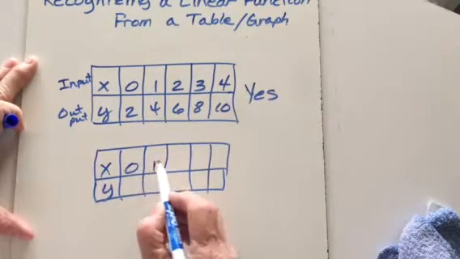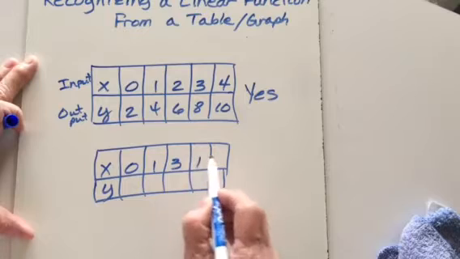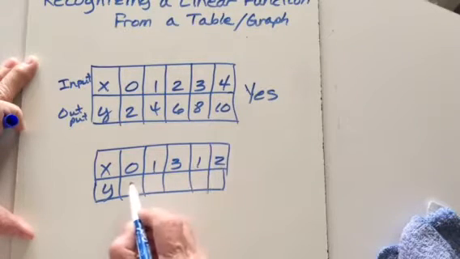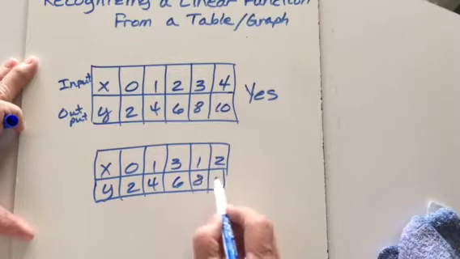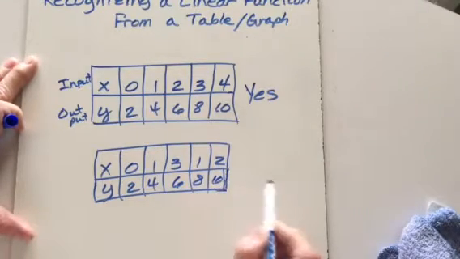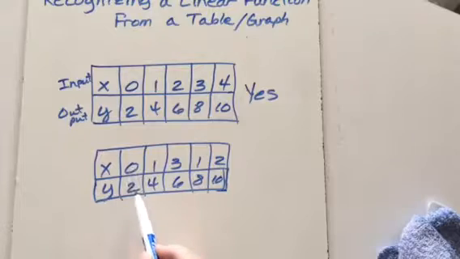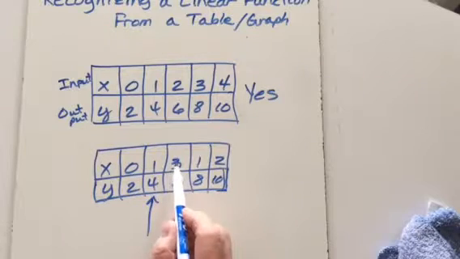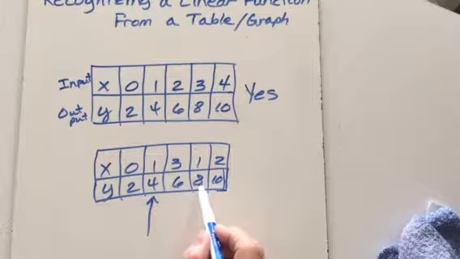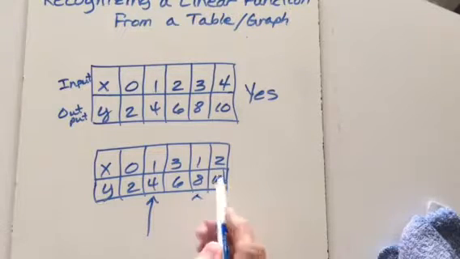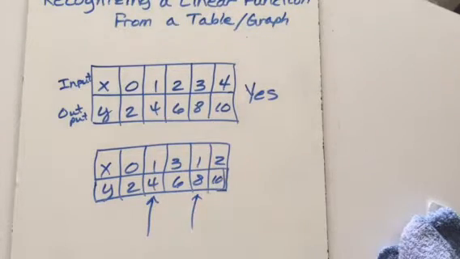Let's change these numbers a little bit. All right. Now, I put in a 0, I take out a 2. I put in a 1, I take out a 4. I put in a 3, I take out a 6. I put in a 1, I take out an 8. Whoops. I put in a 2, I take out a 10.